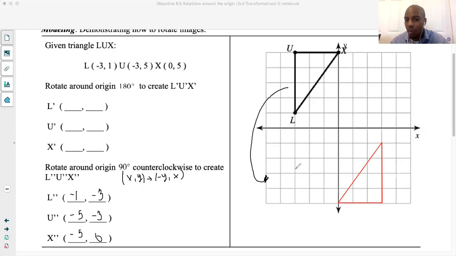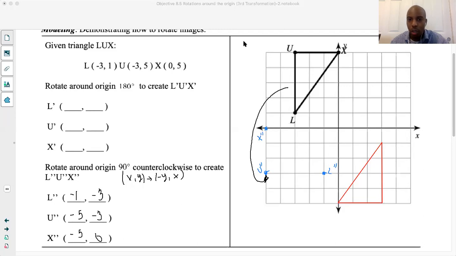If your triangle is not over here, we may have done something wrong, okay? So we rotate it that way. Let me go and put these points in, right? Let me use a different color, like let's use blue, because that's what I was trying to use originally. -1, -3, it's right here, right? This is my L double prime. Then I have -5, -3 right here. This is my U double prime. Then I have -5, 0, which is right here. And that is my X double prime, okay?